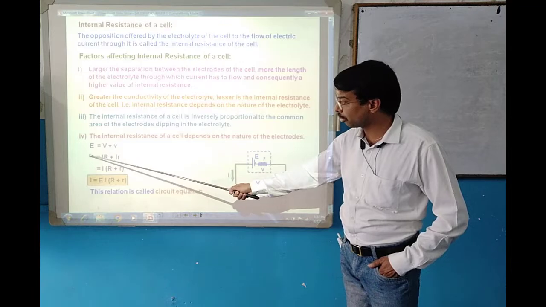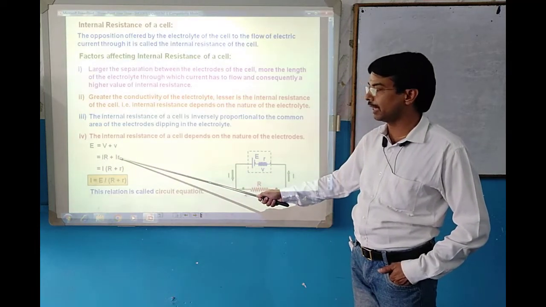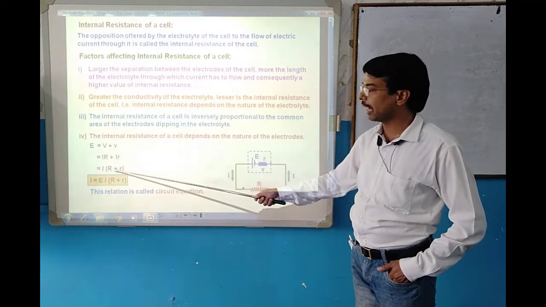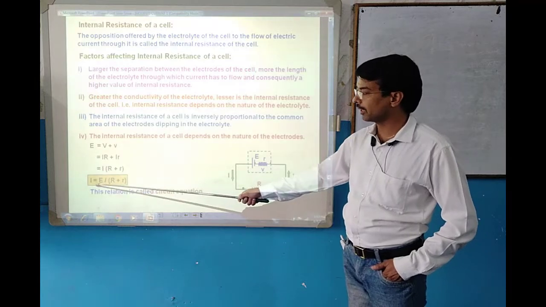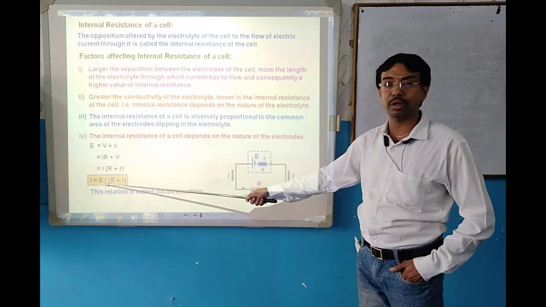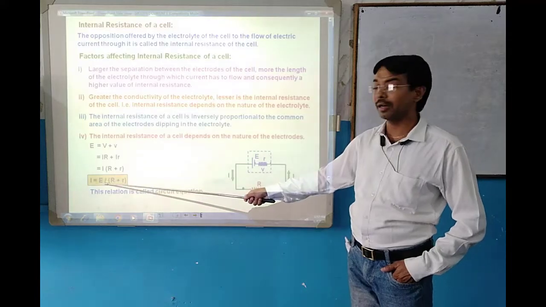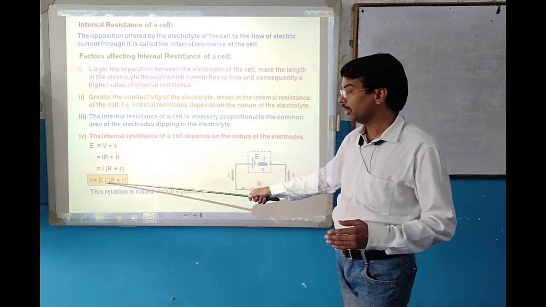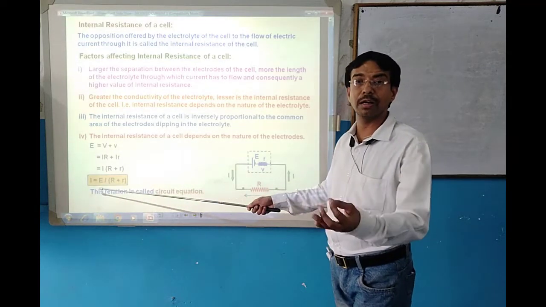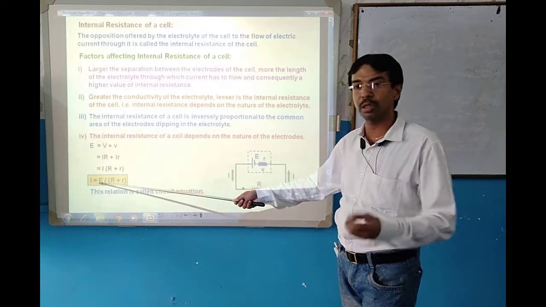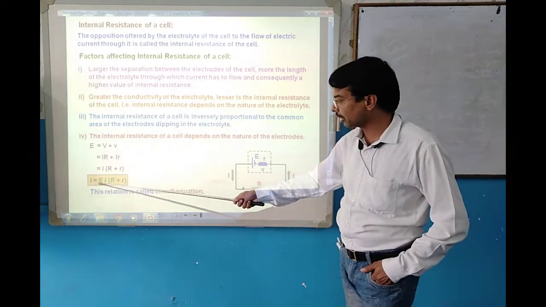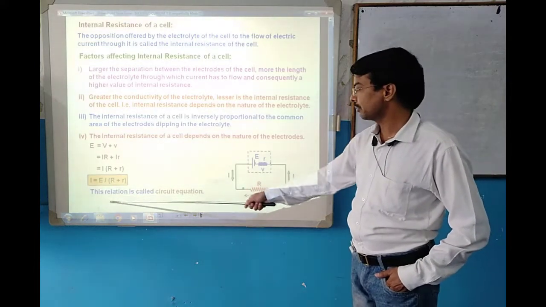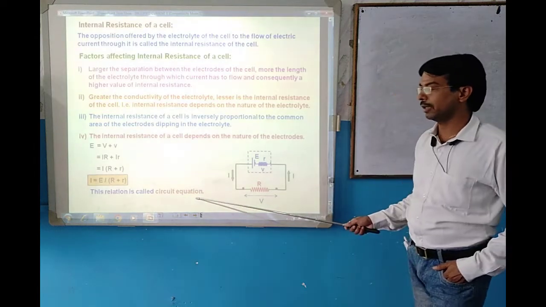So what will be the result? E is given as IR plus Ir, the loss of potential. We can write I taken common: E equals I times R plus r. This is the current drawn from the battery, and the total potential energy is known as the EMF of the cell. If no current is drawn, or internal resistance is not given, then the potential and EMF will be the same. In that condition, I equals E, the total EMF, divided by the total resistance. This relation is known as the circuit equation.